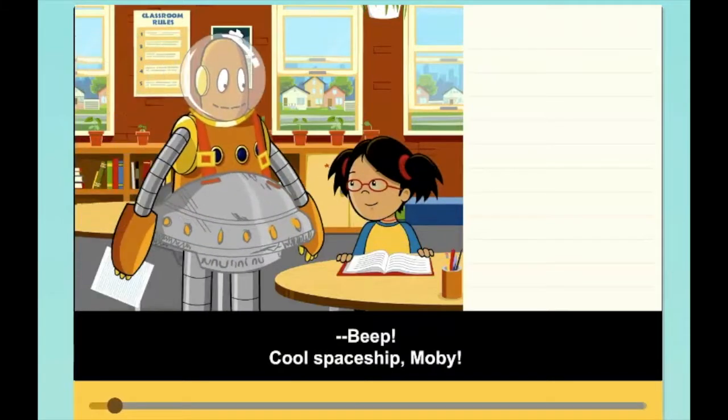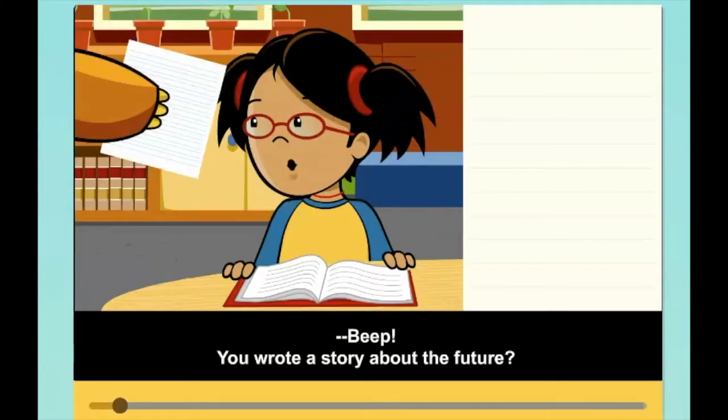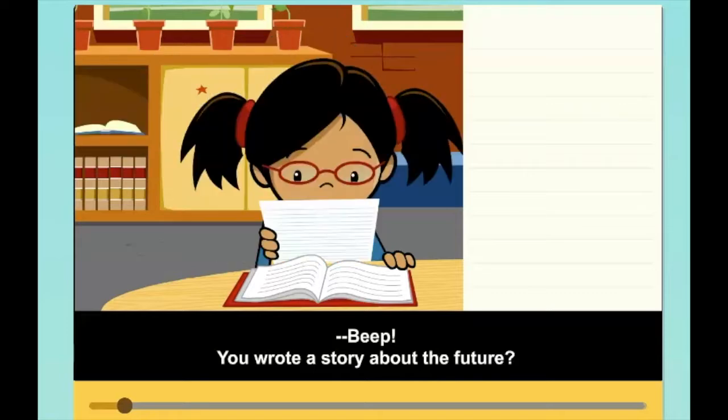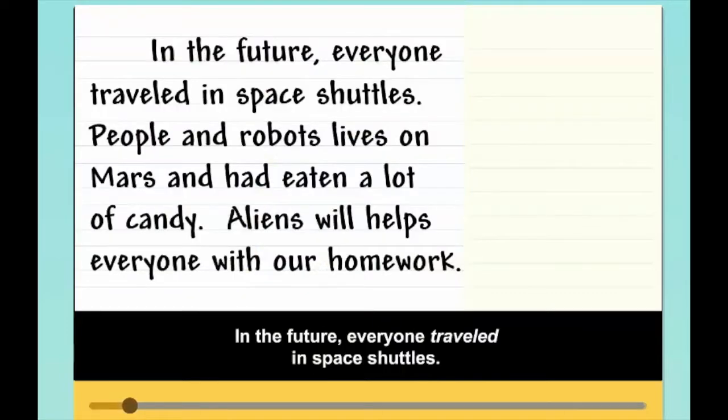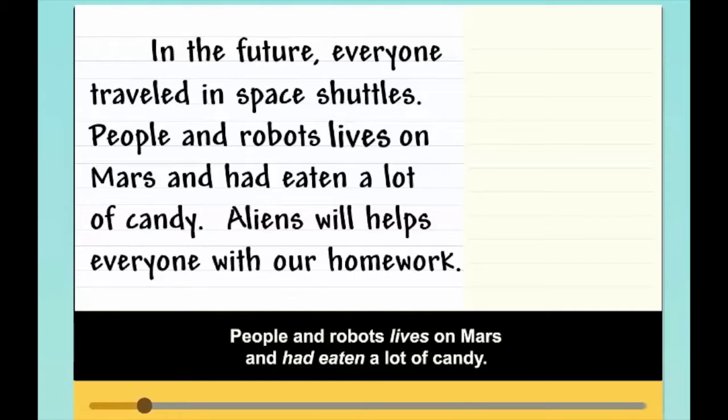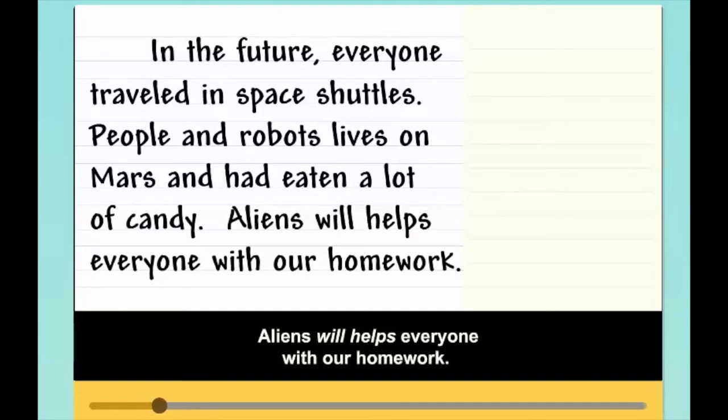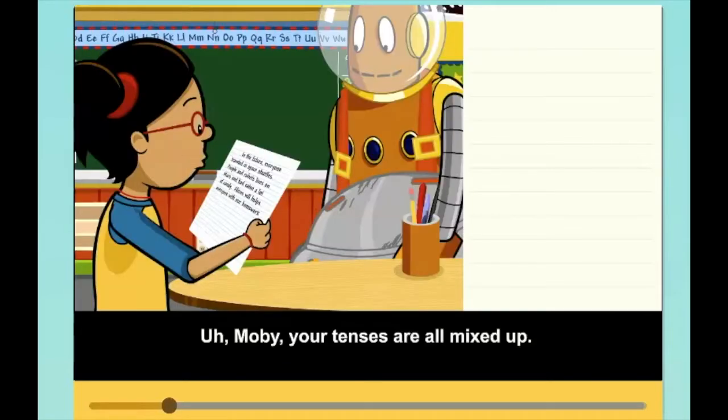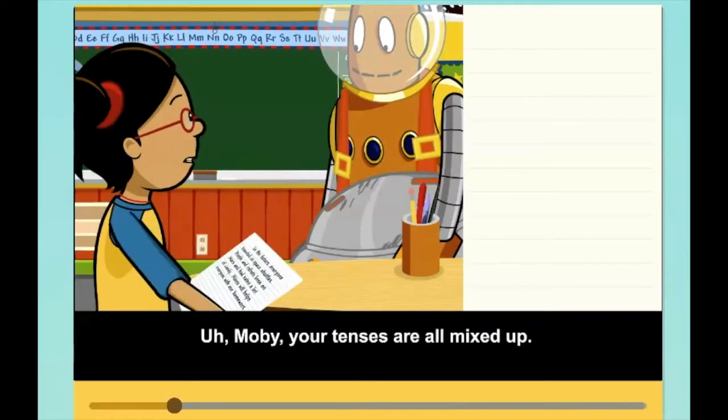Cool spaceship, Moby. You heard a story about the future? In the future, everyone traveled in space shuttles. People and robots lived on Mars and had eaten a lot of candy. Aliens will help everyone with our homework. Moby, your tenses are all mixed up.